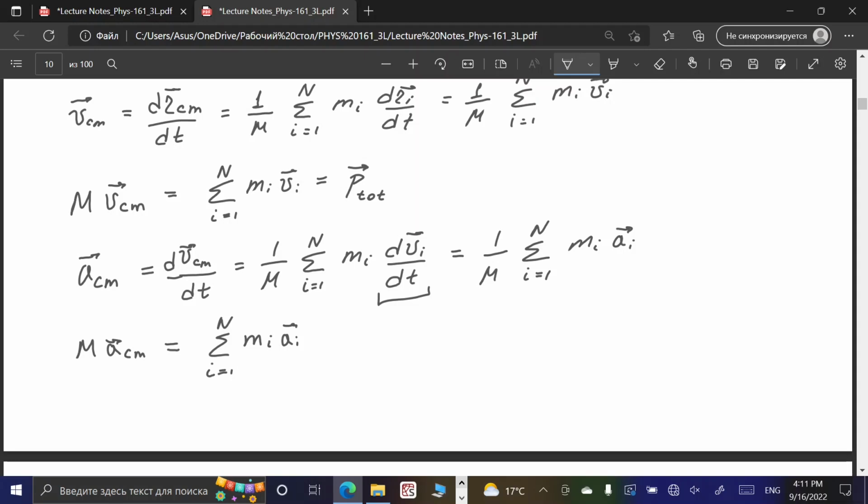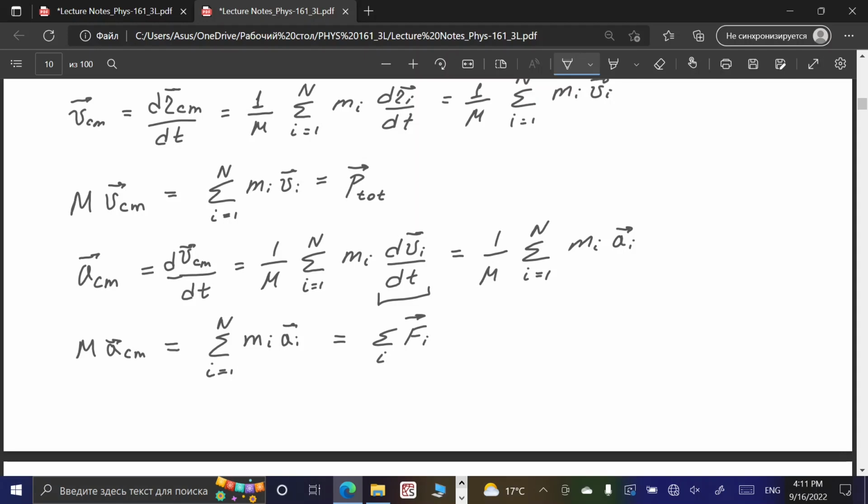So what is this term? According to the second law of motion, this is the net force which is exerted on the component of this many body system with index i. So when we deal here with the sum of all these net forces, we get the total net force which is exerted on the many body system. So we can write here, this is the total force which is exerted on this many body system.